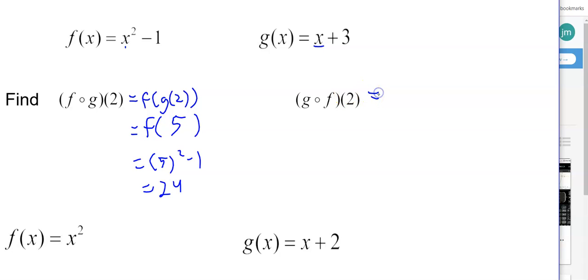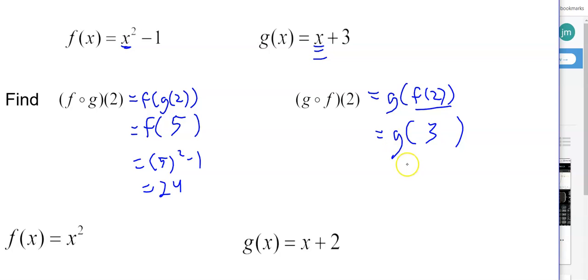This one would be g of f of 2. Let's do the inside function. F of 2 would be plugging in right there. So that would be, let's see, f of 2 is 4 minus 1, which is 3. Now I'm plugging that into the g function. So 3 plus 3 is 6.